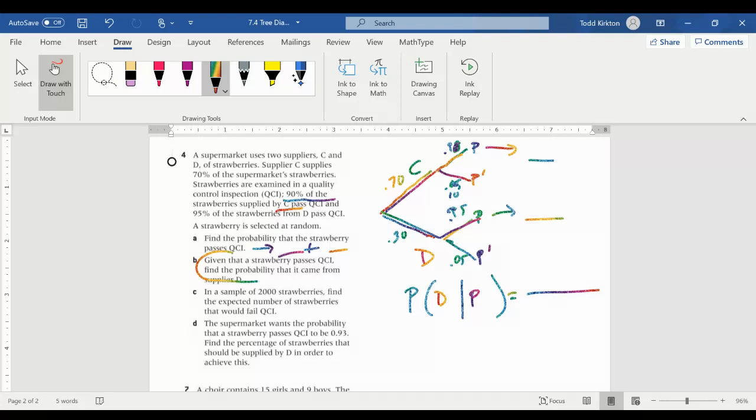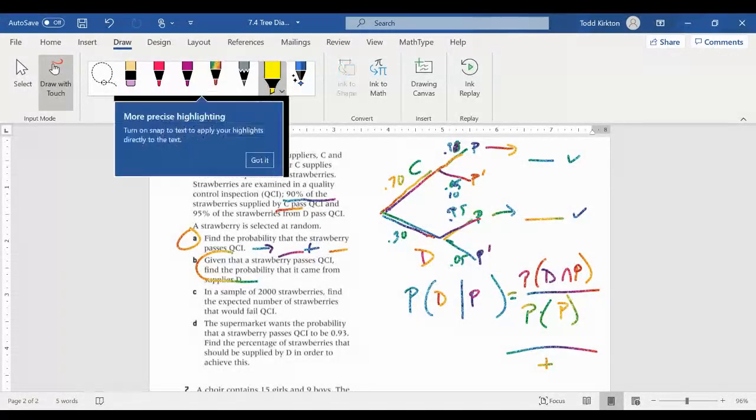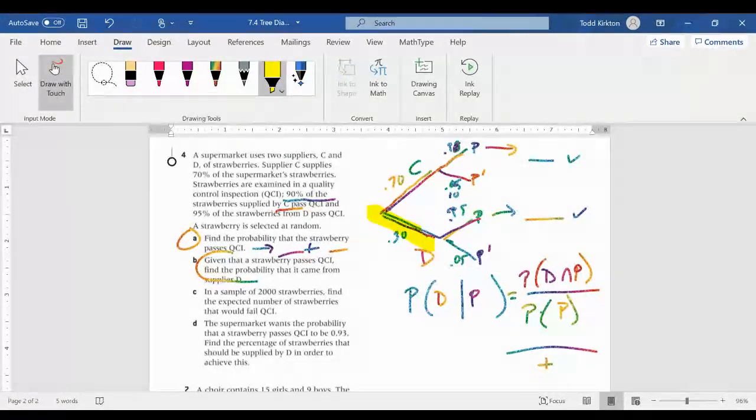So we just found the total amount of passing in A. That is going to be your denominator here. So this formula is the probability that both happened, that it was D and it passed, divided by the probability that it passed. So you just found the passed. It's 2 different things. It's this one and this one. The numerator is going to be the path where it was D and passed. So that 0.3 times 0.95 is going to be your numerator.